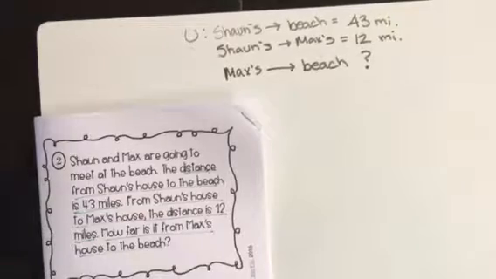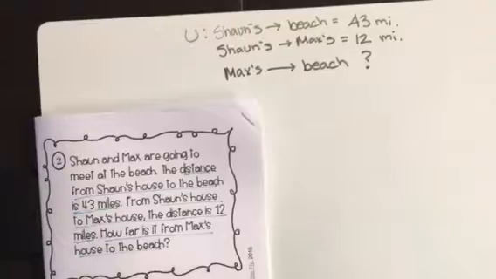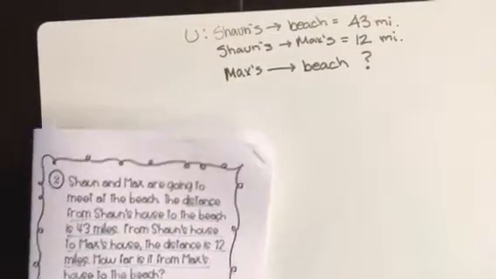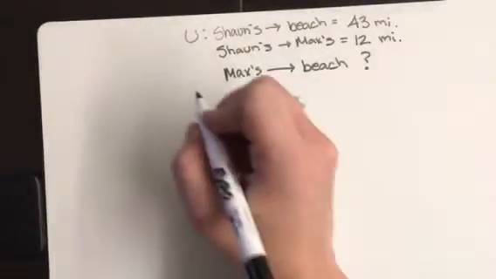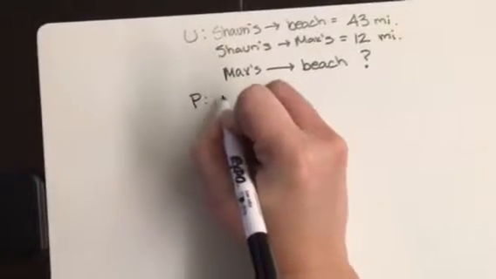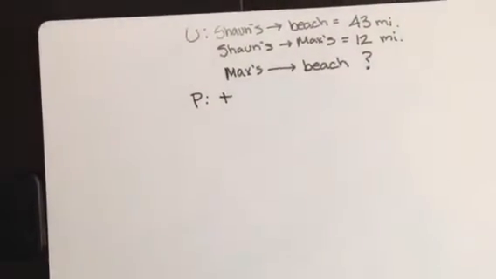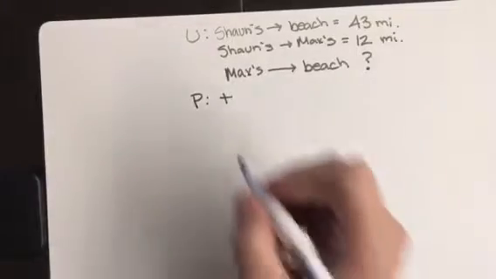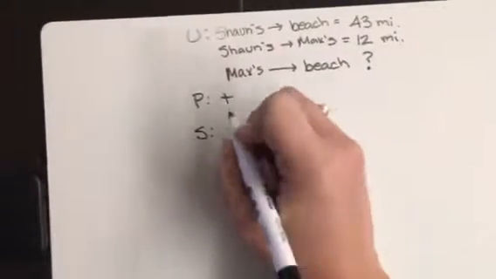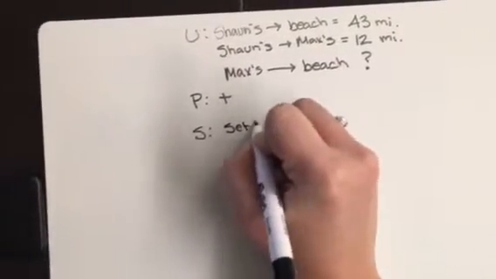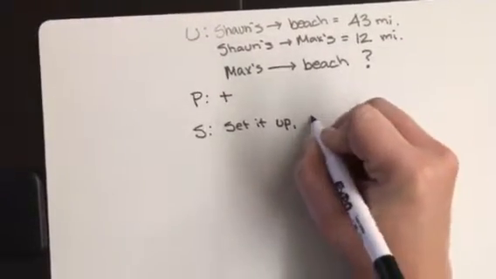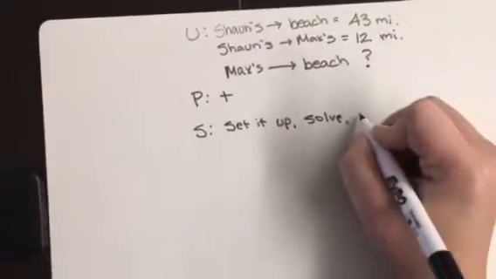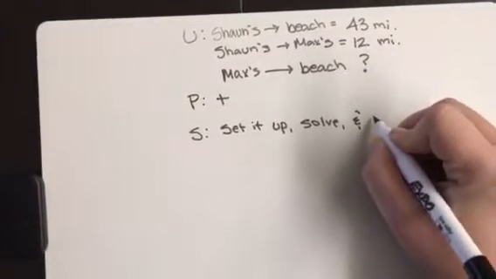The P is their plan for solving, and basically all they have to do for this section is choose which operation they're doing. For this problem, we are doing addition, so they would just write addition. And then the S is really the bulk of the problem. S stands for set it up, solve, and write a statement.